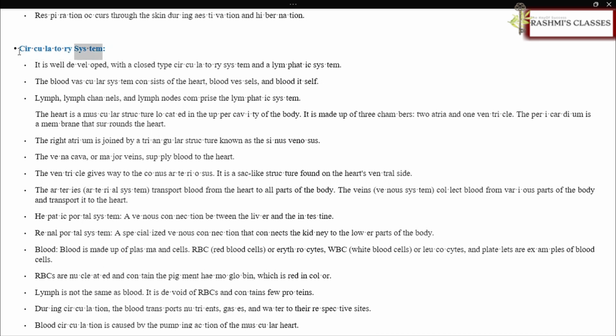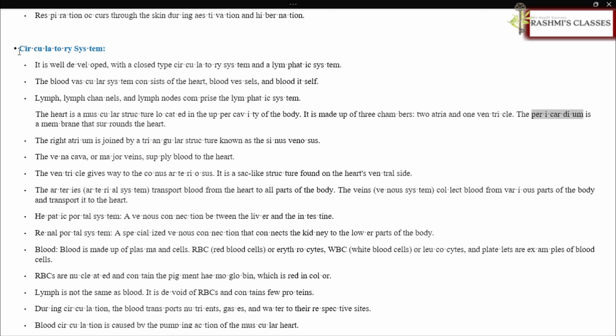Circulatory system. It is well developed, with a closed-type circulatory system and a lymphatic system. The blood vascular system consists of the heart, blood vessels, and blood itself. Lymph channels, and lymph nodes comprise the lymphatic system. The heart is a muscular structure located in the upper cavity of the body. It is made up of 3 chambers, 2 atria and 1 ventricle.